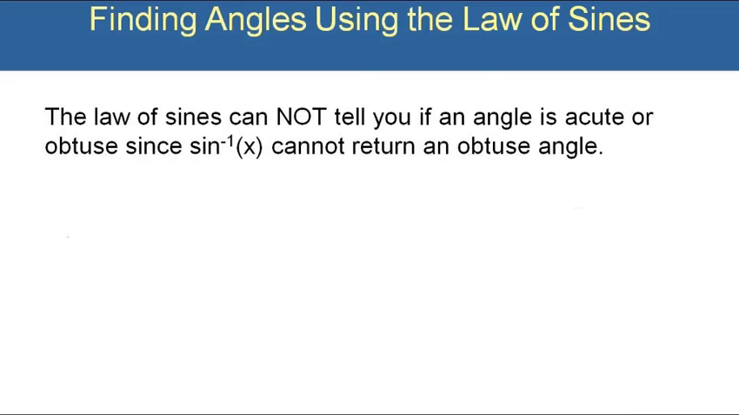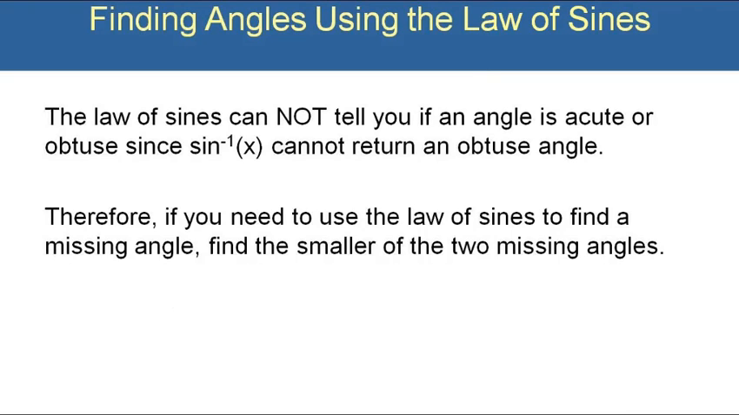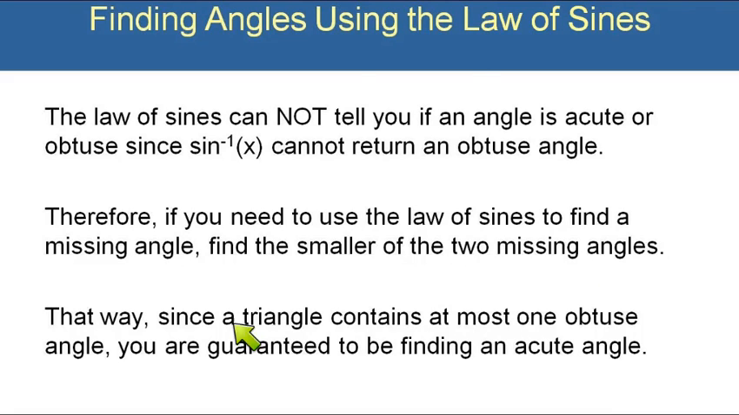So let's summarize what we were saying before. The law of sines cannot tell you if an angle is acute or obtuse because sine inverse cannot return an obtuse angle. Sine inverse will give you something less than 90 every time. Sine inverse of a positive number will be between 0 degrees and 90 degrees. Therefore, if you need to use the law of sines to find a missing angle, you want to find the smaller of the two missing angles. That way, since a triangle contains at most one obtuse angle, you're guaranteed to be finding an acute angle.